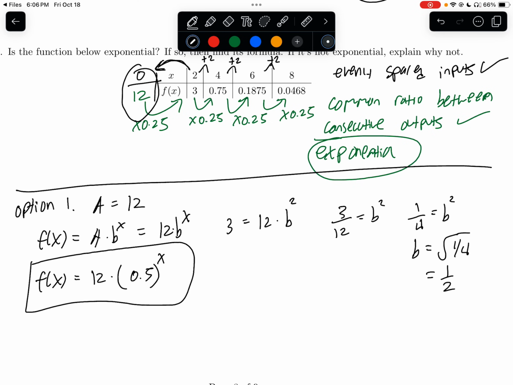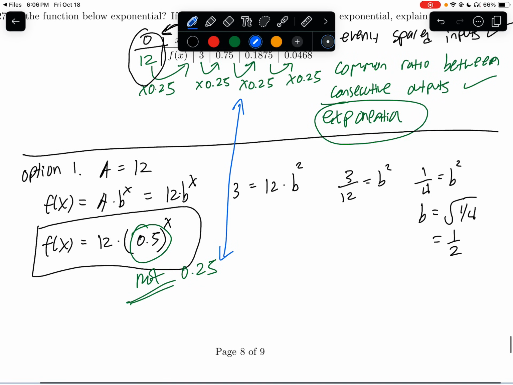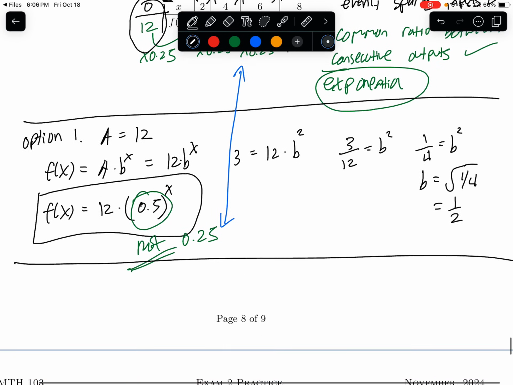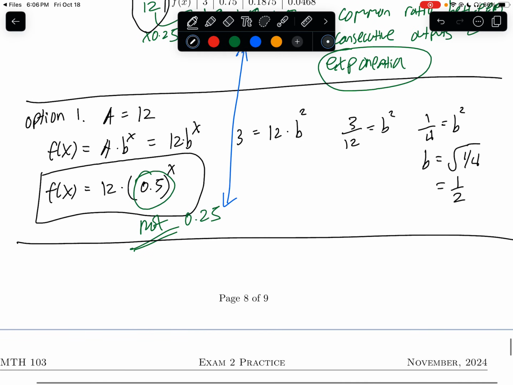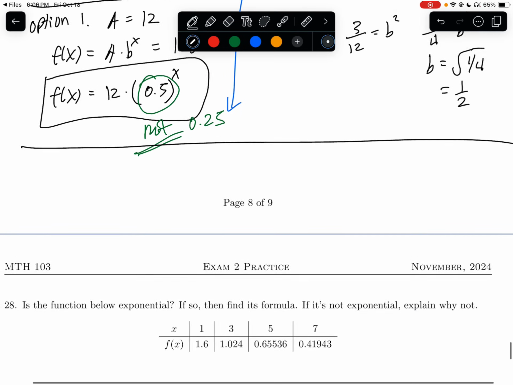You need to notice that this value is not 0.25. Just because I multiply here by 0.25 does not mean that b is that number. It's related, but it will not be the same value in general. So this is the first approach you could have taken. If you didn't notice that you could have moved the table backwards, what's the other approach you could have done? You could have just picked 2 points and then divided them.